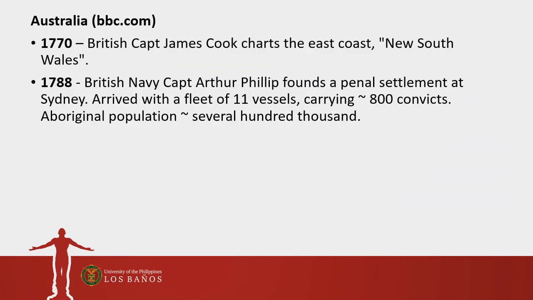As for Australia, in 1770, British Captain James Cook charts the East Coast, or the New South Wales. In 1788, British Navy Captain Arthur Phillip founds a penal settlement at Sydney, and he arrived there with a fleet of 11 vessels carrying approximately 800 convicts, 800 white convicts. So the Aboriginal population were approximately several hundred thousand.